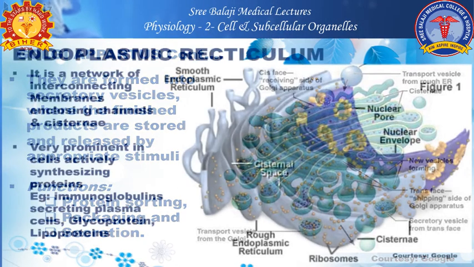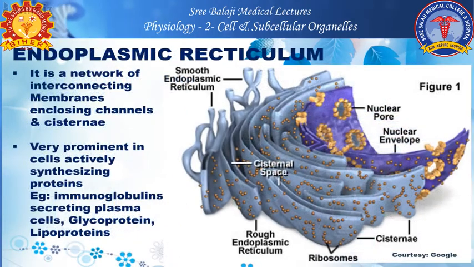Now we'll go to endoplasmic reticulum. Once again, this endoplasmic reticulum is an interconnecting membrane with channels and cisternae. So now this is very prominent in cells actively synthesizing proteins, because there are two types of endoplasmic reticulum which is actively involved in protein synthesis. So this endoplasmic reticulum will be prominently present in cells which are actively synthesizing proteins.